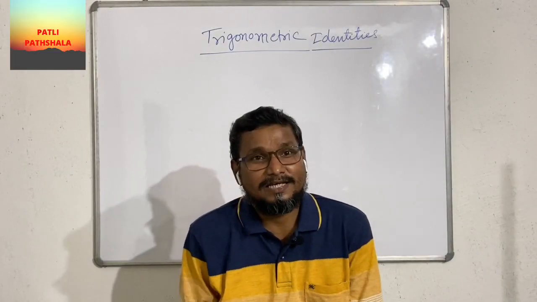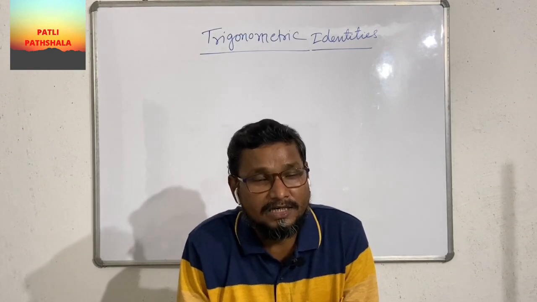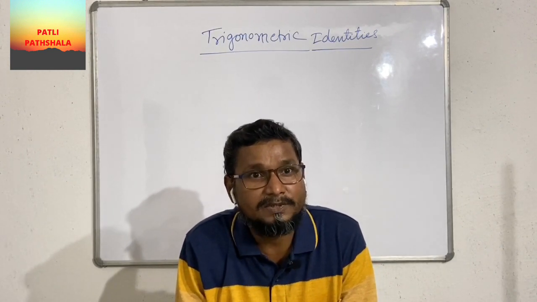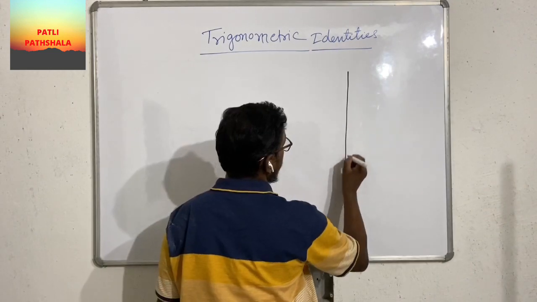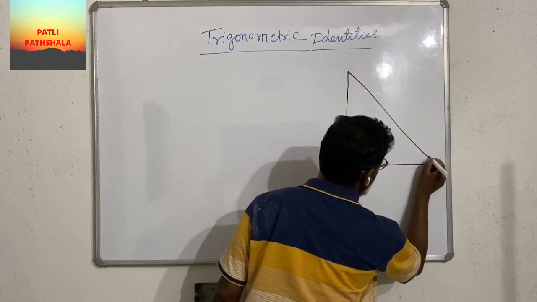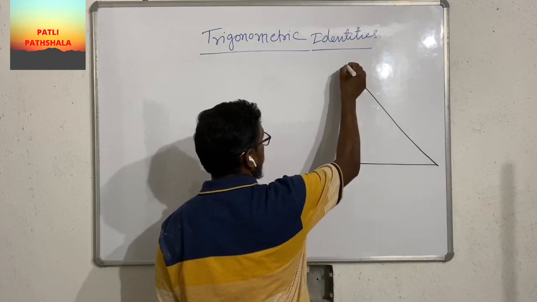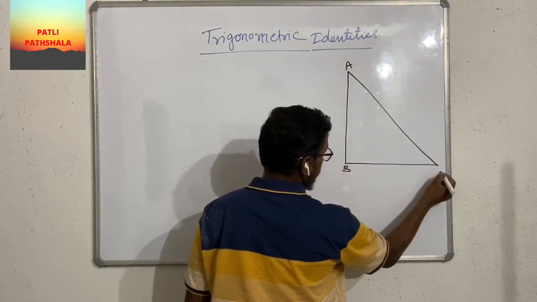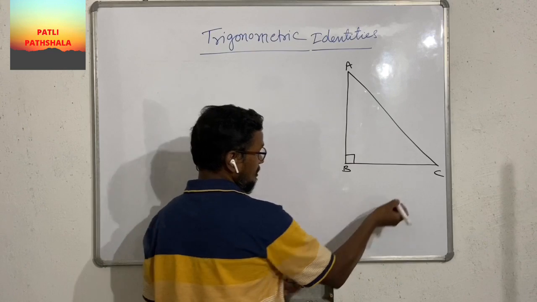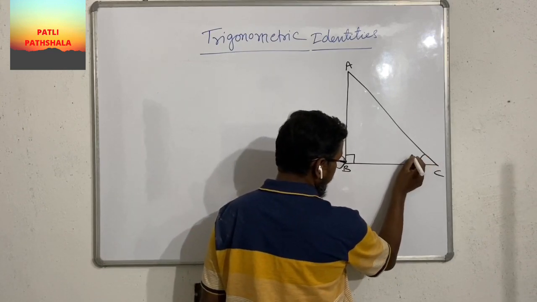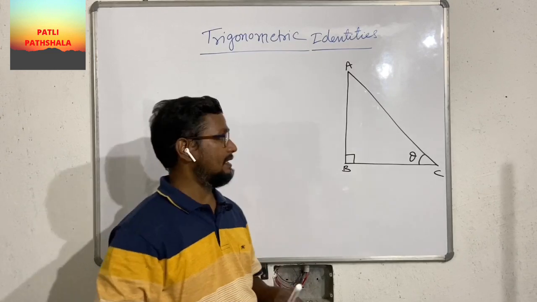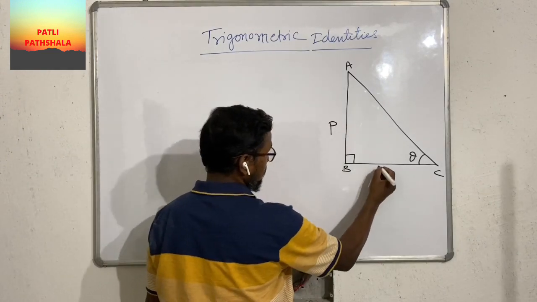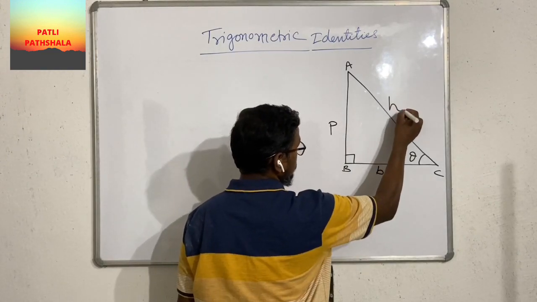Trigonometric identities are those relations which are true for any value of the angles involved in the expression. Right angle triangle here. Now this is a right angle triangle, A, B. This angle is 90 and this angle is theta. I am going to establish the trigonometric identities for the angle theta. Perpendicular, this is base and this is hypotenuse.